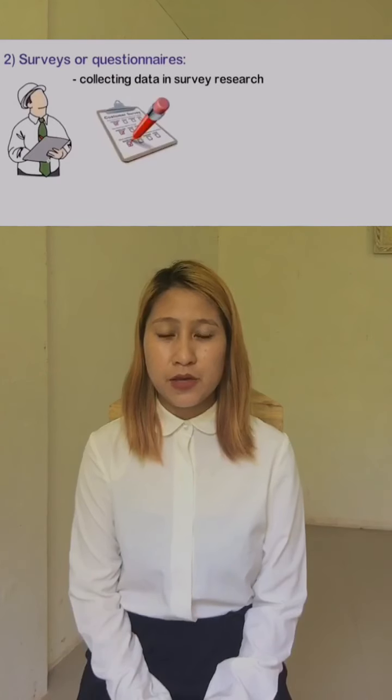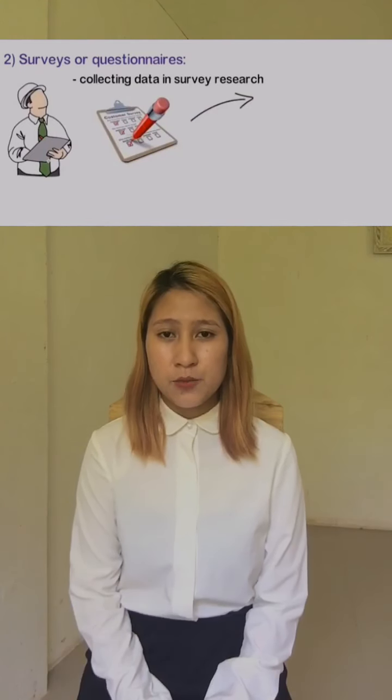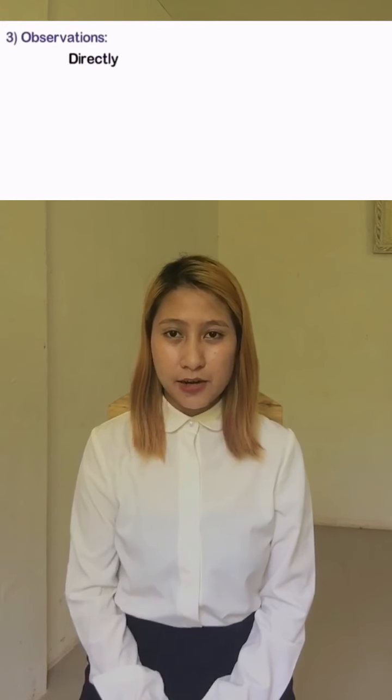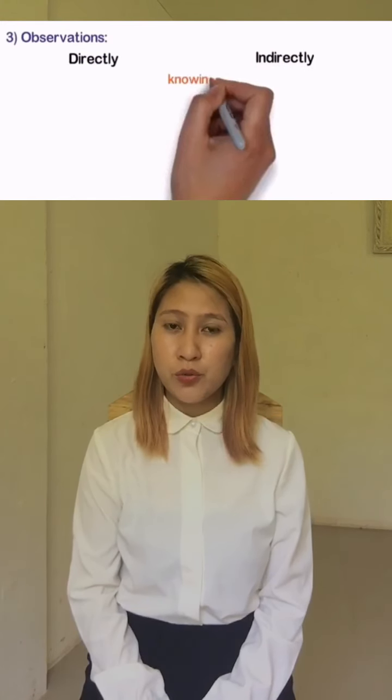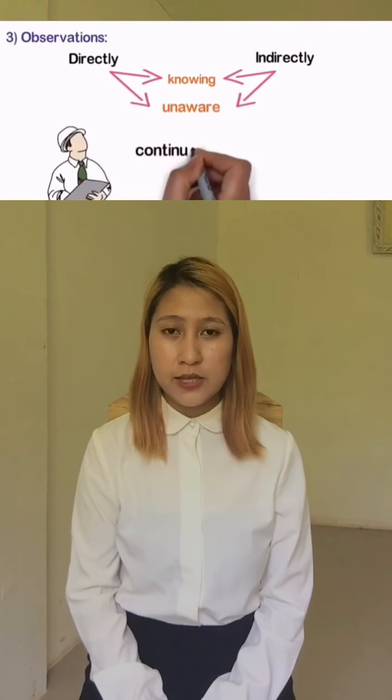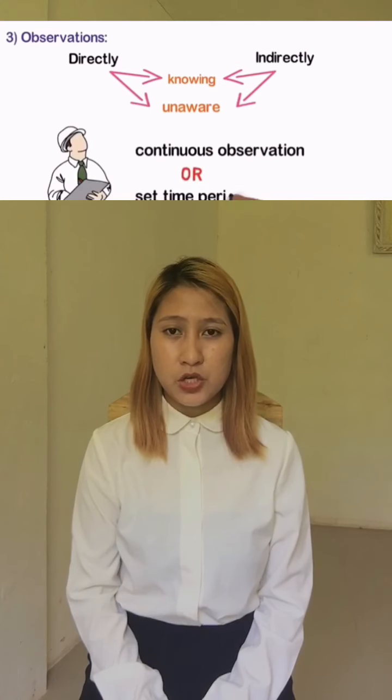Second, surveys or questionnaires are used for collecting data in survey research. They usually include a set of standardized questions that explore a specific topic and collect information about demographics, opinions, attitudes, or behaviors. Third, observations. This can be done directly or indirectly, with the subject knowing or unaware that you are observing them. You may choose to collect data through continuous observation or via set time periods, depending on your project.